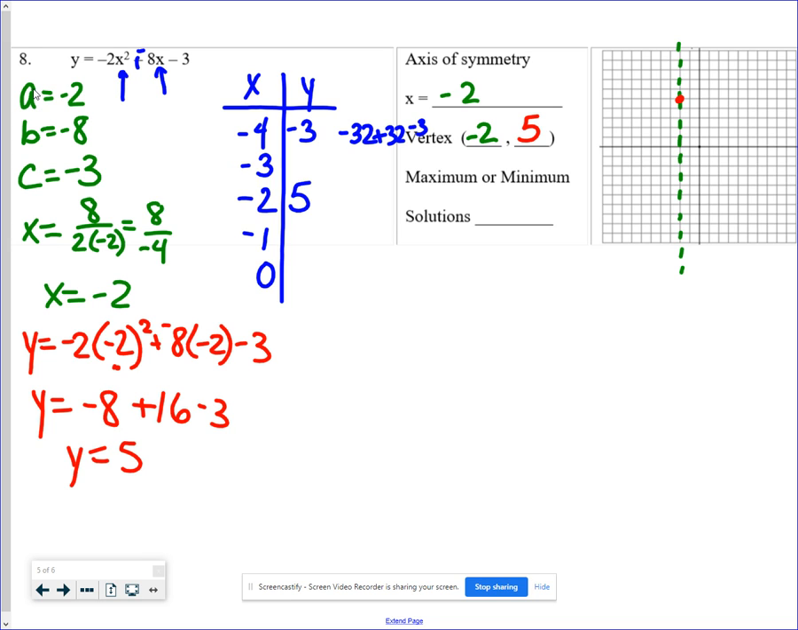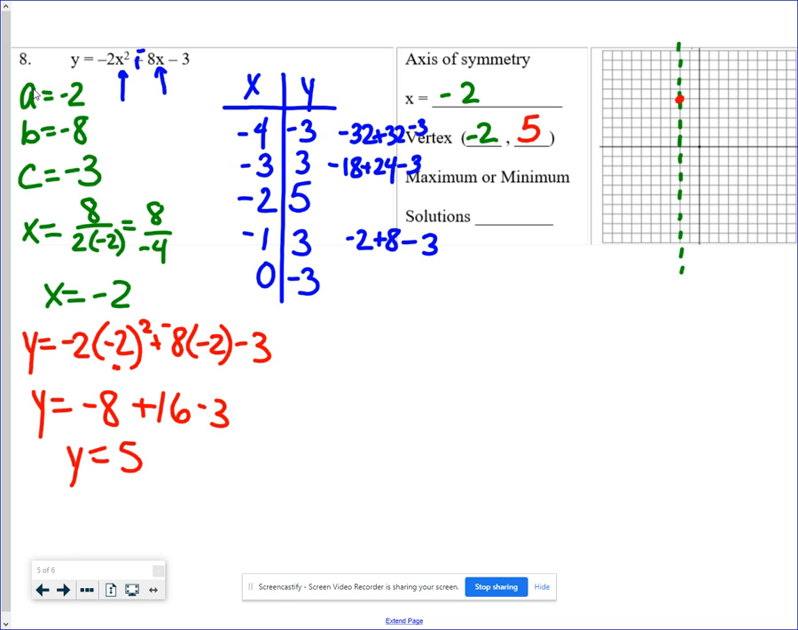When I put in a negative 3, negative 3 squared is 9, times negative 2 is negative 18. Negative 8 times negative 3 is positive 24. If I would just add just those two right now, I've got 6 minus 3 would give me 3. When I put in a negative 1, negative 1 squared is 1, times negative 2 is going to be negative 2. Negative 8 times negative 1 is positive 8. That's also going to be 6 when I add those. 6 minus 3 is 3. And when I put in a 0, first part is 0. The second part is 0. That's just negative 3.